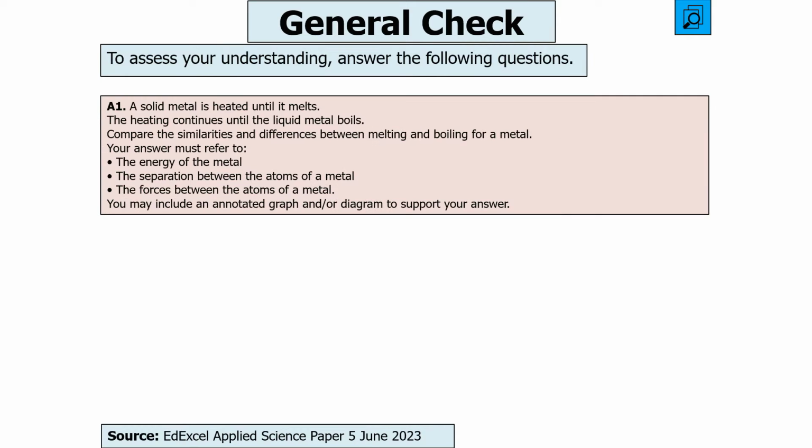The next question says, a solid metal is heated until it melts. The heating continues until the liquid metal boils. Compare the similarities and differences between melting and boiling for a metal. Your answer should refer to the energy of the metal, the separation between the atoms of the metal, and the forces between the atoms of the metal. Pause the video now, then unpause the video when you want to go through your answer.